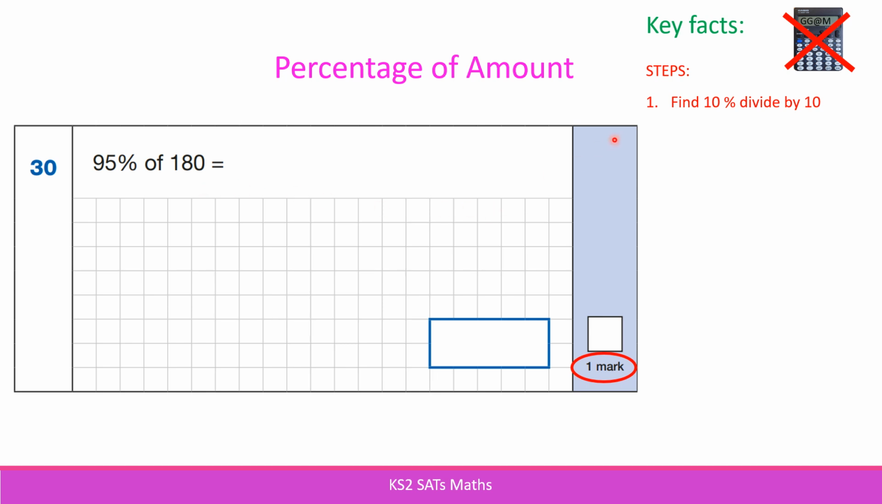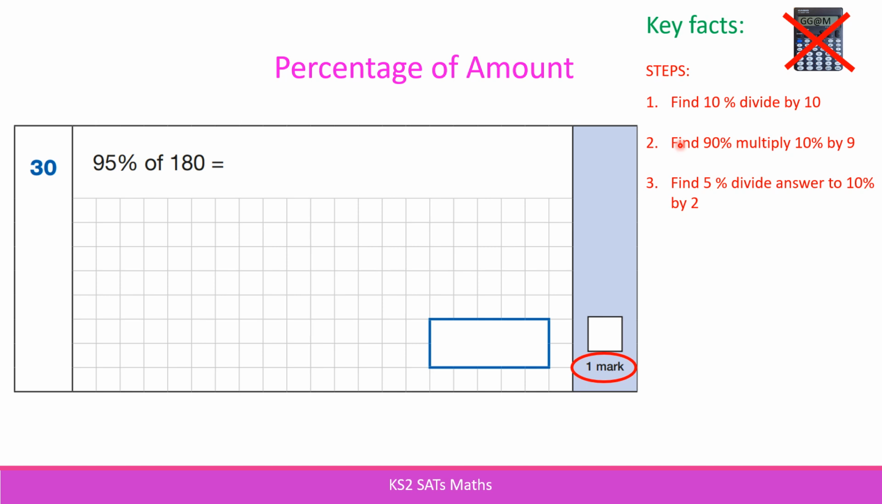Now, there are 2 different methods you can use to find 95%. I'm going to show you both methods. It's personal preference as to which way round you choose to do it. So the second step is to find 90%. So we want 95%, so we're going to look for 90%. So we're going to take the answer we got for 10% and multiply that by 9. That will give me 90%. We also need to find a 5%. So if I take my 10% and divide that by 2 or halve it, that will give me 5%.